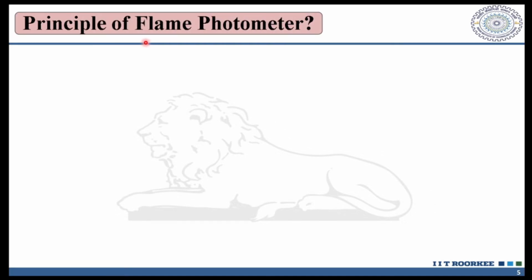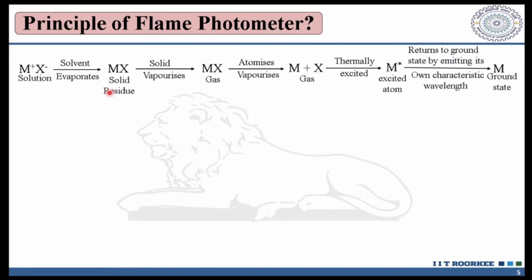Now, we will see the principle of flame photometer. The basic principle upon which atomic spectroscopy works is based on the fact that matter absorbs light at the same wavelength at which it emits light. The compounds of alkali and alkaline earth metals can be thermally dissociated in a flame, and some of the atoms produced will be further excited to a higher energy level. And when these atoms return to ground state, they emit radiation which lies mainly in the visible region of the spectrum. And each element will emit radiation at a wavelength specific for that element.